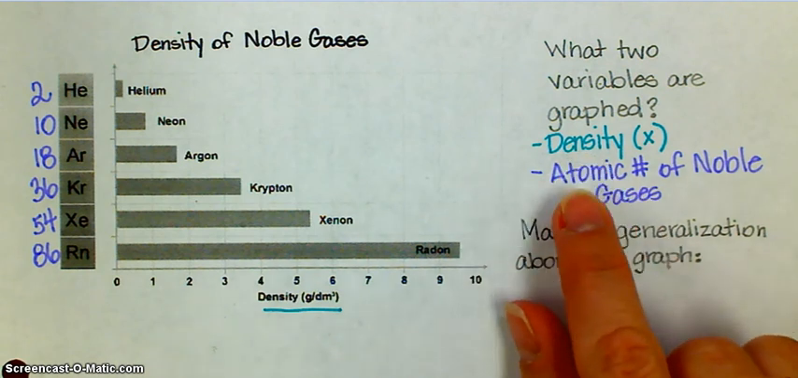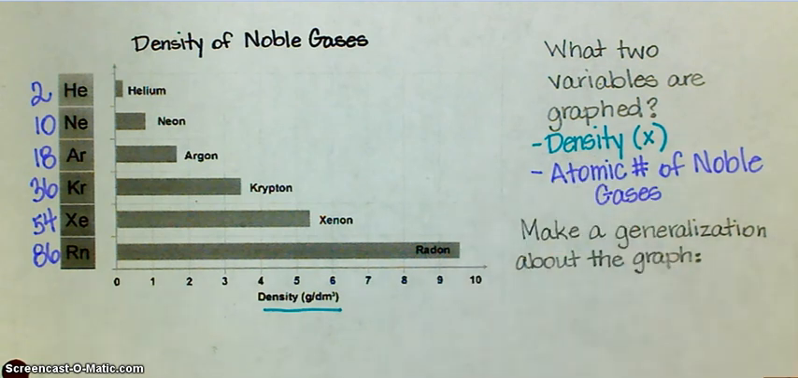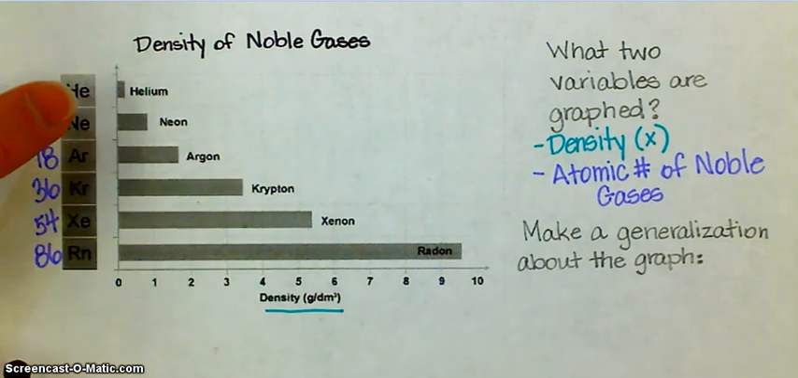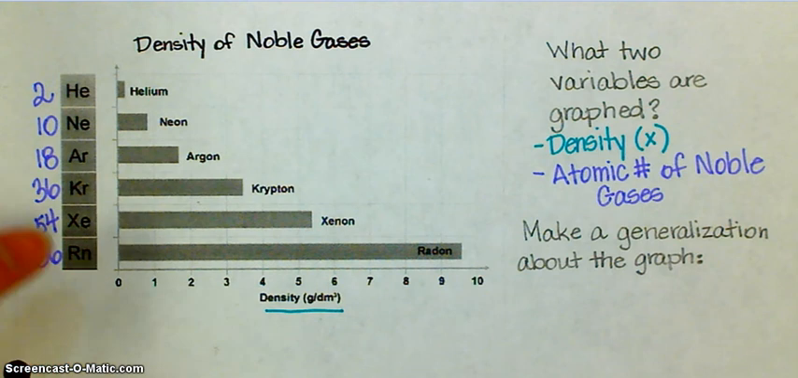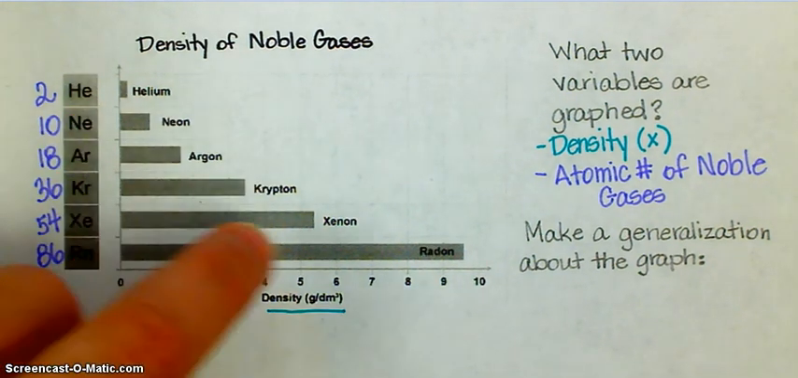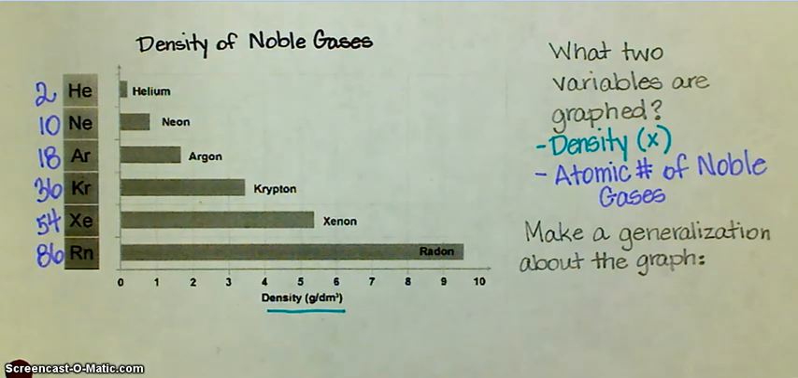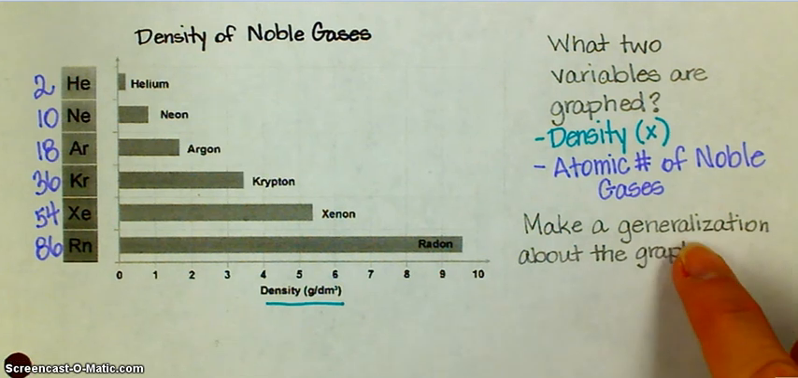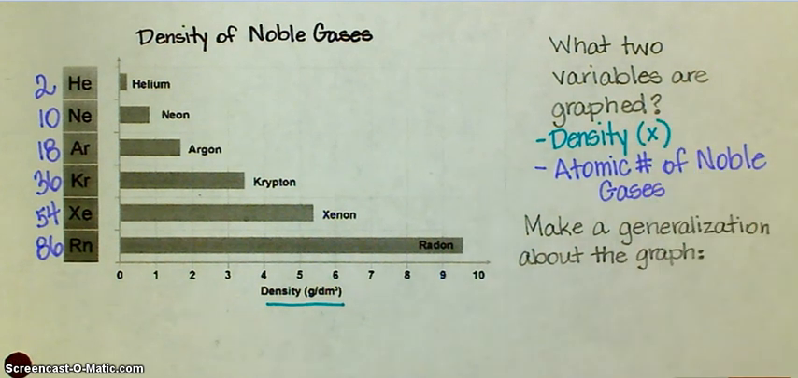Here, we need to make a generalization about the two variables that we have in this situation, and that is density and the atomic number of the noble gases. If you notice, the smallest atomic number also has the smallest density. And as the atomic number gets bigger, well, so does the density. Okay? So a generalization that we can make is as the atomic number of the noble gases increases, density increases also. Okay? So our generalization is going to mention how both of these variables are related to each other.